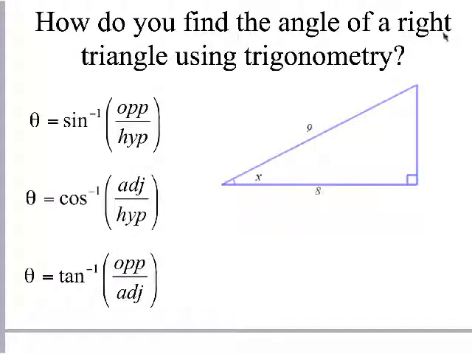How do you find the angle of a right triangle using trigonometry? If I'm given two sides of a right triangle, you can find the angle. Do you see these little -1 signs? They're called arc sine, arc cosine, and arc tangent. It means it's the inverse or undoer of sine, cosine, and tangent.